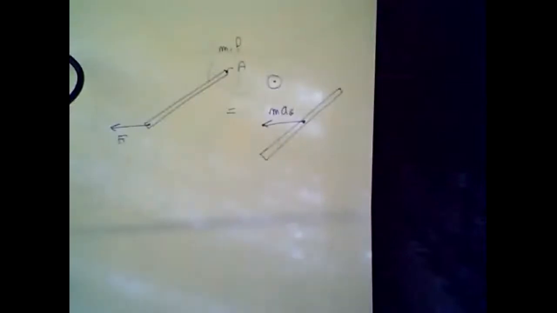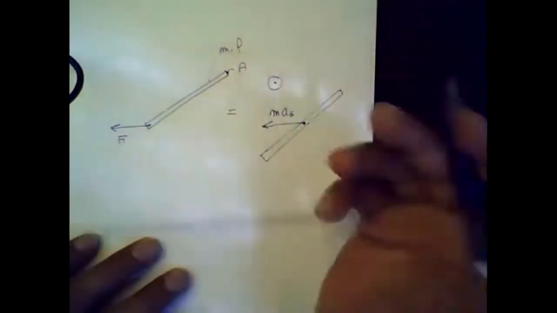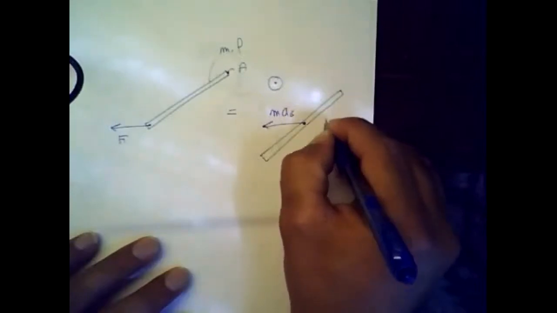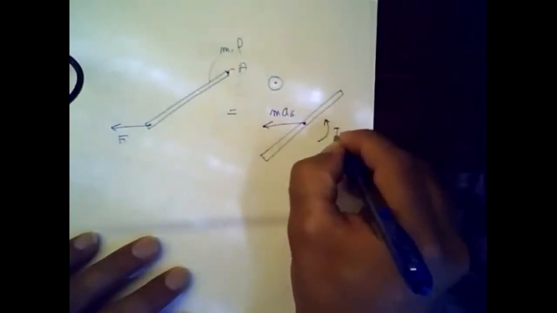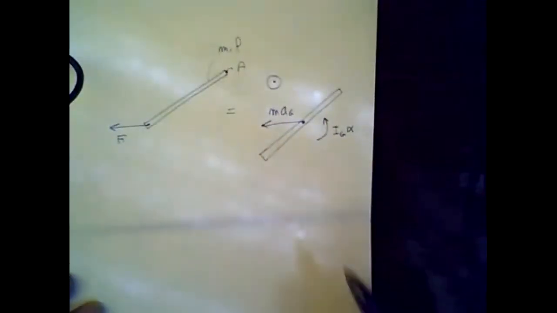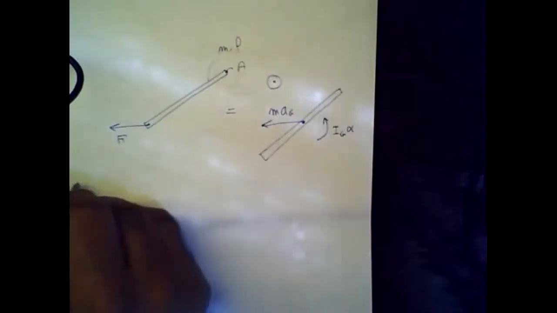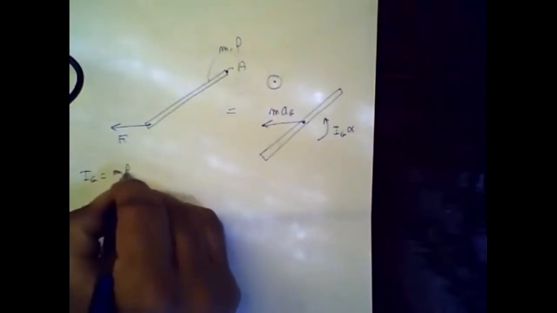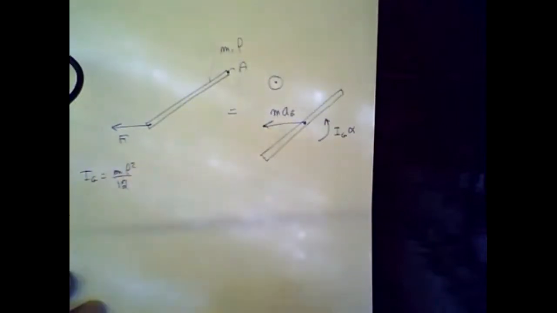How about what else? Am I going to have rotation? Yes. You will have rotation, exactly. Do I know its direction? No. Let's say I don't know its direction. Let's say I'm assuming it is like that, right? I_G alpha. What is I_G in this case? M L squared over 12. Exactly. I_G is m L squared over 12. So this is your rotational inertia.